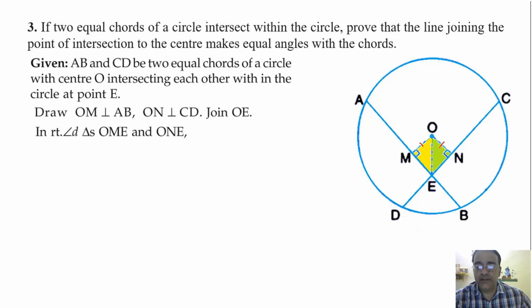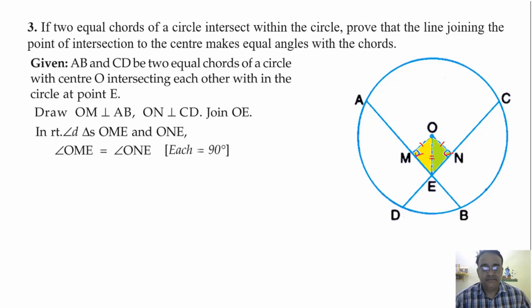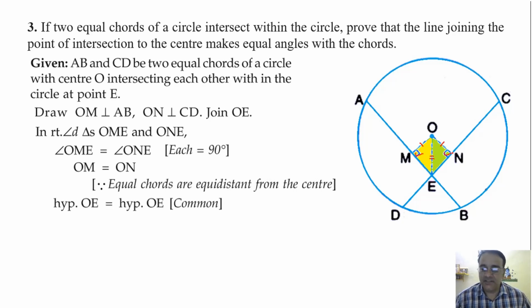OM is equal to ON. Well, equal chords are equidistant from the center. Very good. And OE is common. And why are these two angles equal? Each 90 degrees. So therefore, these two triangles are congruent by which congruence rule? RHS congruence rule.